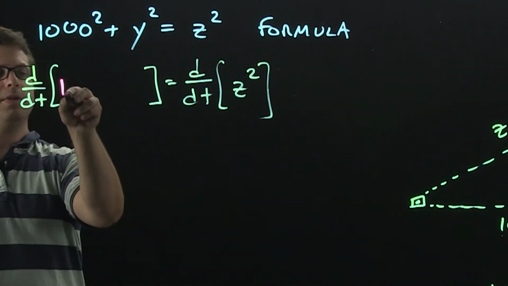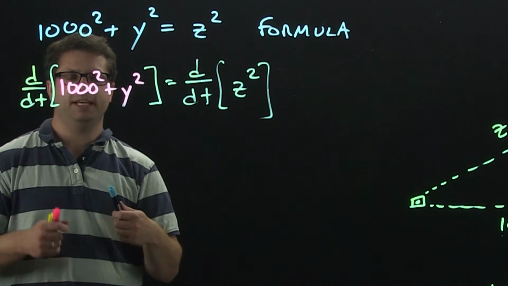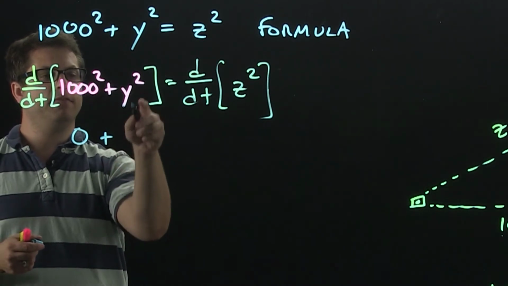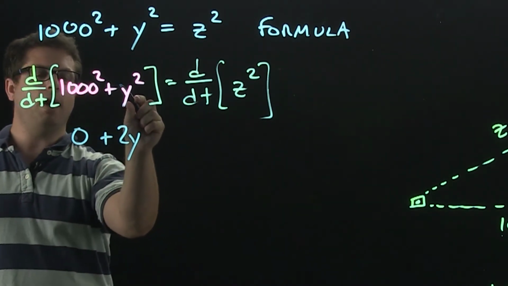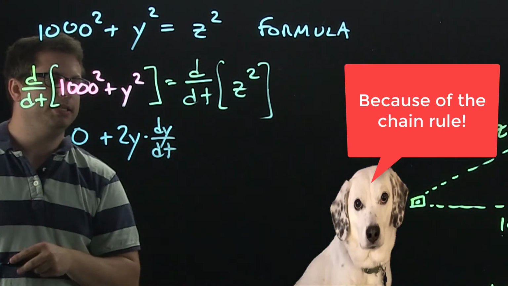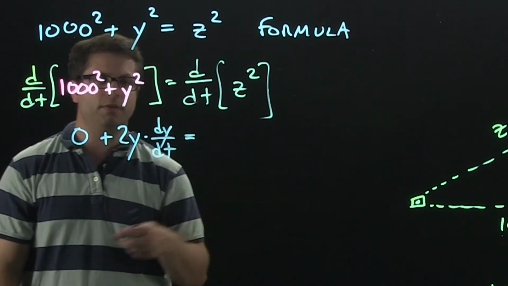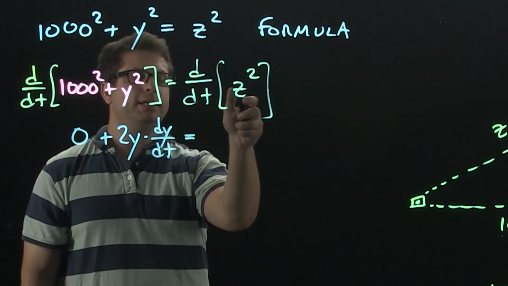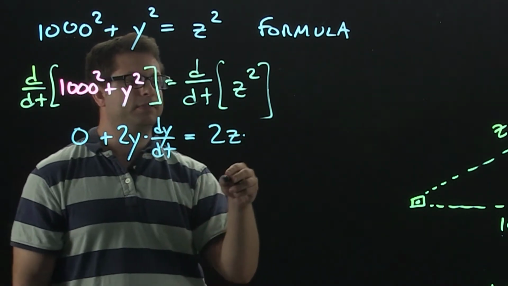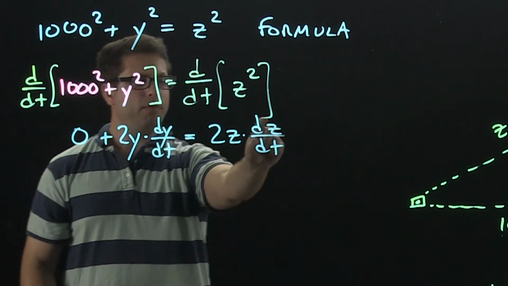1,000 squared plus y squared. When I differentiate the left-hand side, the derivative of 1,000 squared is just 0. And the derivative of y squared is going to be 2y, but since y is a function of t, we have to multiply by the derivative of y, which is dy/dt. If you have any questions about how implicit differentiation works, we've got a bunch of other videos that go over that. On the right-hand side, we differentiate z squared, so that's 2z, and since z is a function of time, we multiply by the derivative of z, which is dz/dt. Now there's the part I want.